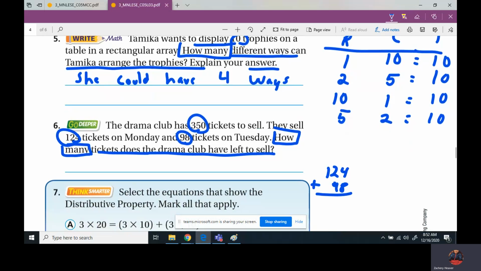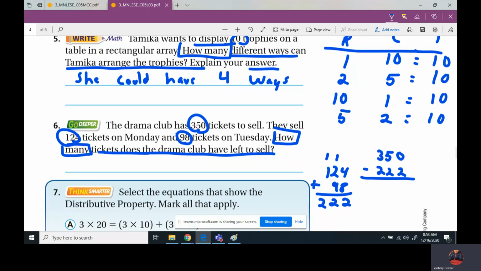8 plus 4 is 12. 2, carry my 1. 1 plus 2 is 3. 3 plus 9 is 12. 2, carry my 1. 1 plus 1 is 2. So they've sold 222 tickets, but they need to sell 350. So we're going to take 350 and we're going to subtract 222 from it.